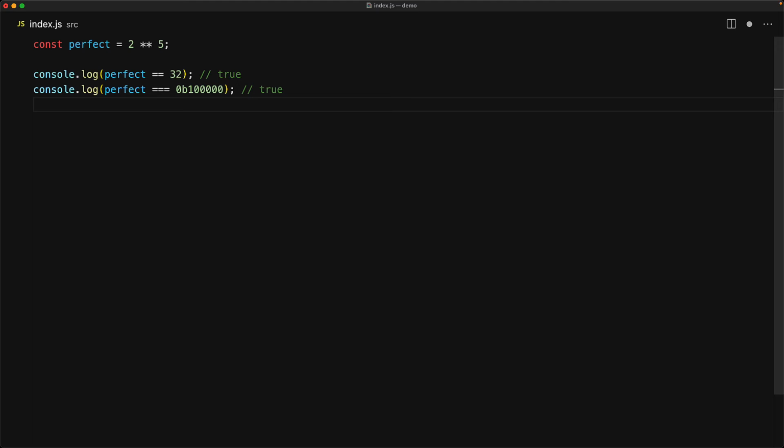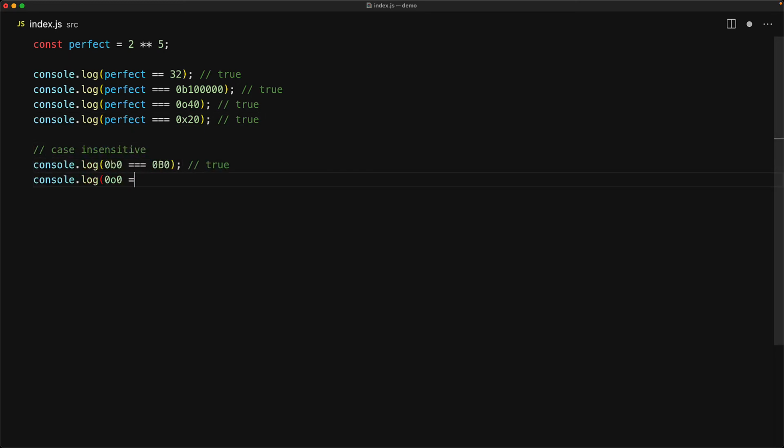Note that this is still the same number underneath, which is 32, which is of course why perfect is equivalent to this binary literal. In addition to binary, we can do octal with 0o, and this is 40 in octal, and hexadecimal with 0x, and this is 20 in hexadecimal. Now all of these notations are case insensitive as well, so it doesn't matter if b, o, or x are lowercase or uppercase.